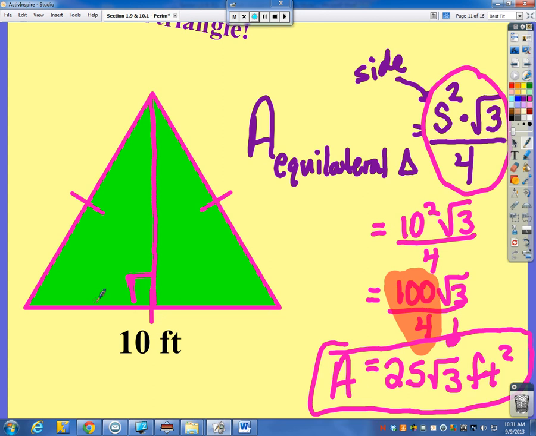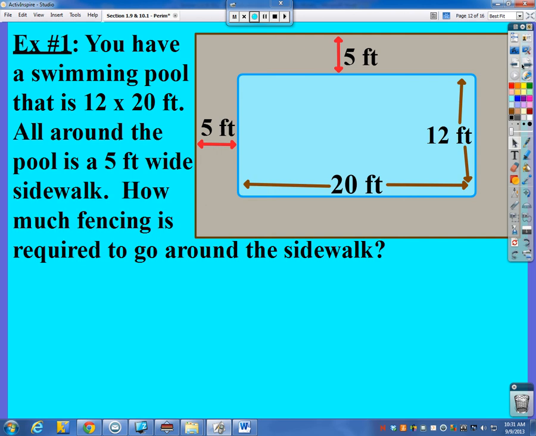There it makes a perpendicular, it splits the bottom base, and you could just use the Pythagorean theorem to solve for the height to calculate the area. So that's a little extra part there.